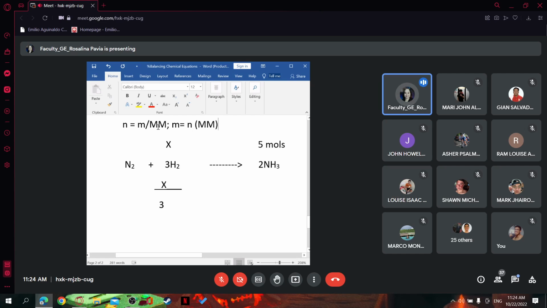Like for example, how many grams are present in 2 moles of sulfuric acid? Kunin nyo yung molecular mass ng sulfuric acid. Multiply it by the number of mole. Now, it might happen that the formula is not given. Sa exam ninyo, nakalagay doon sulfuric acid. Dapat alam nyo yung formula ng sulfuric acid. Ano ang formula ng sulfuric acid?